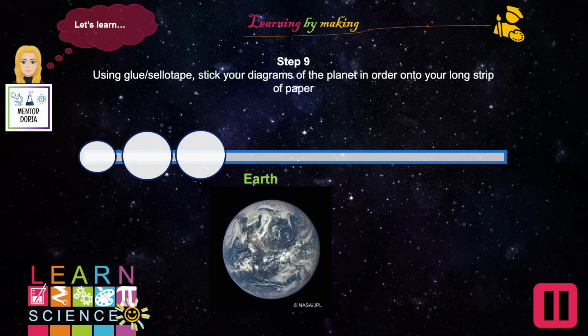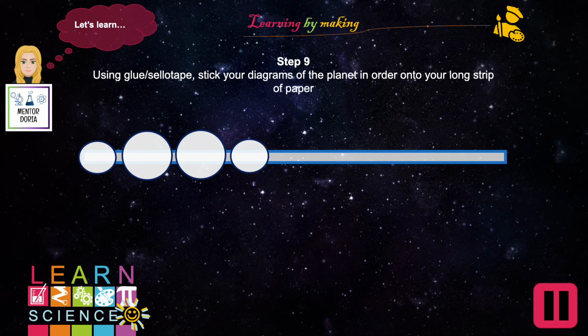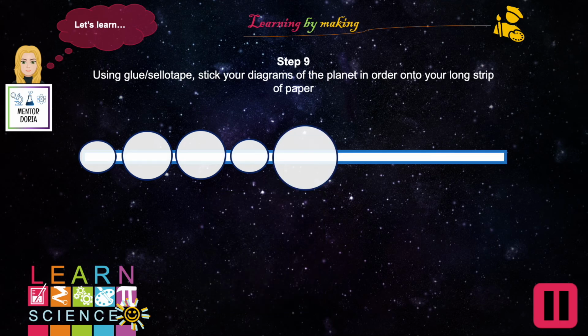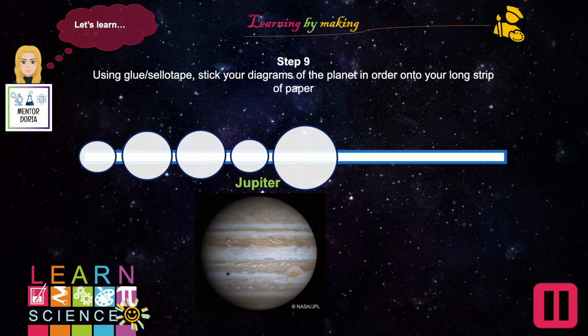What planet comes after Earth? That's right, it's Mars. Grab your diagram of Mars and stick it on to your long strip of paper next to Earth. Do you know which planet comes next? That's right, it's Jupiter. Grab your outline of Jupiter and stick it onto your long strip of paper next to your planet Mars.